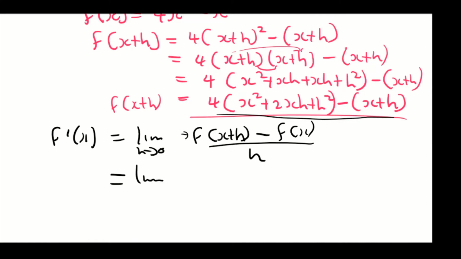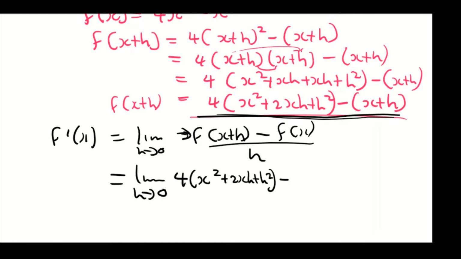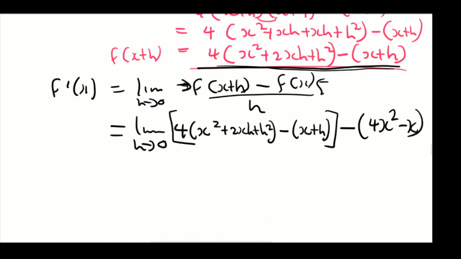So we have the limit when h approaches 0. What is f of x plus h? It's this expression here, which is 4 into x squared plus 2xh plus h squared, close bracket, minus x plus h. So this is f of x plus h minus f of x. Our f of x is this one here, 4x squared minus x. And then we divide by h.